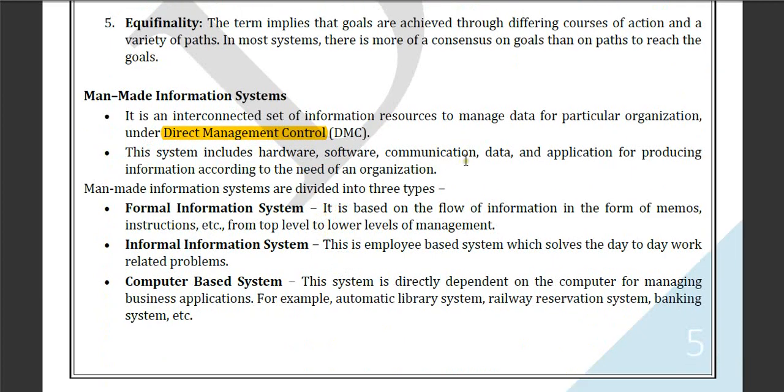Now we have discussed the information systems. Here are man-made information systems. Those systems are made by men. That's why those are called man-made information systems. There is direct management control, which is known as DMC.